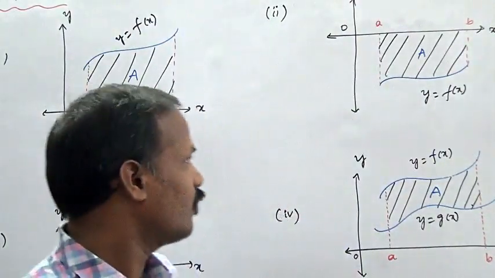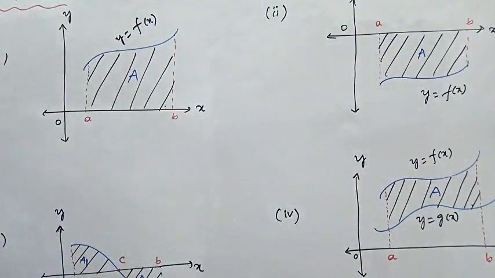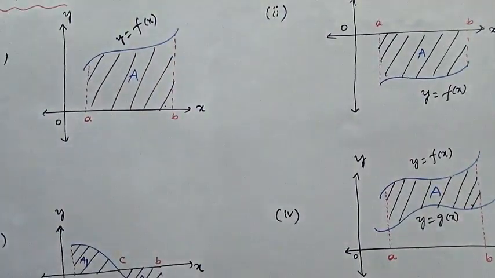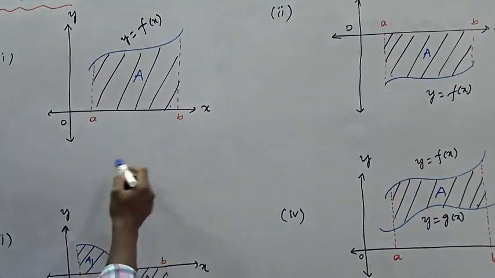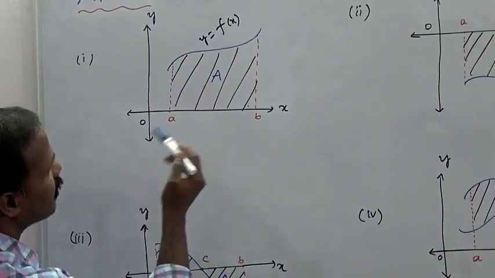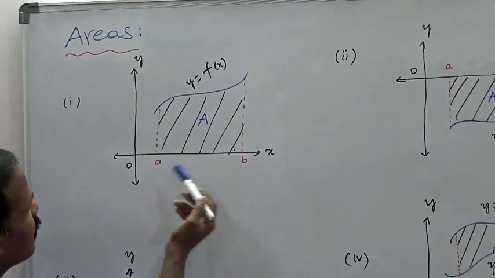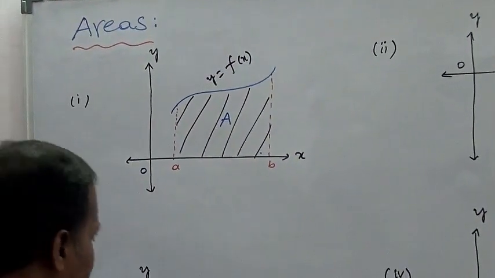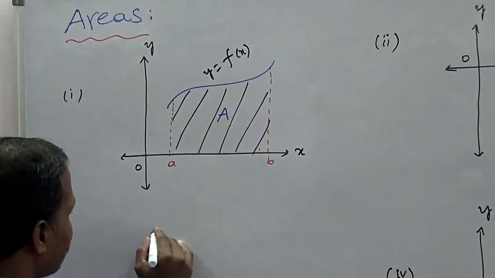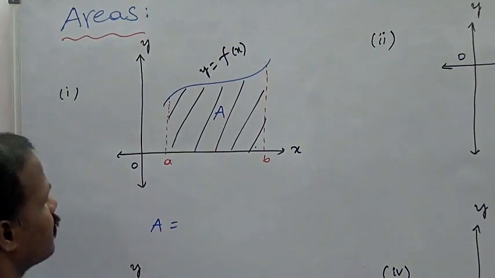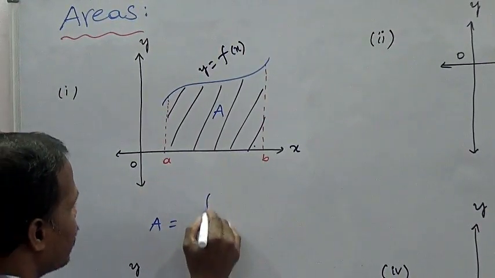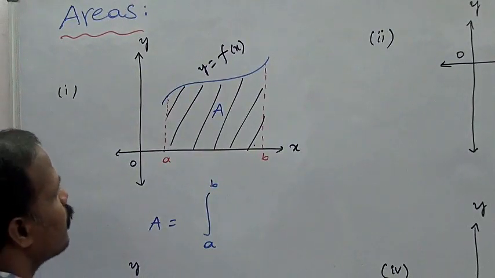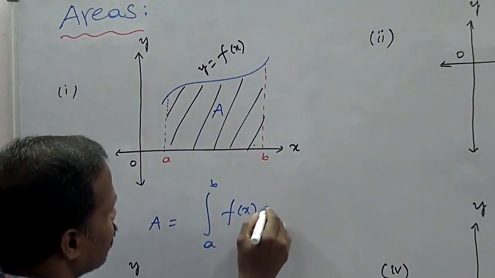Now see, suppose the given curve is y equal to f of x. We are going to find the area under this curve between the x-axis and the ordinates x equal to a and x equal to b. So what is the area? The area equals the integral from a to b of f of x dx.